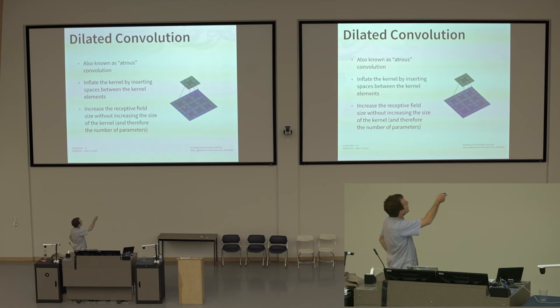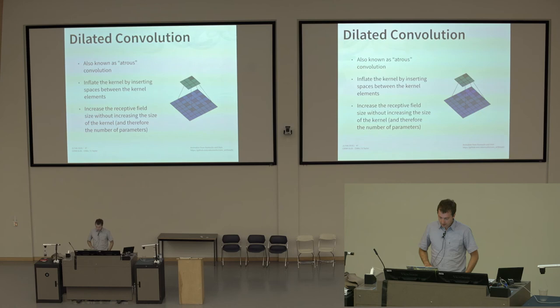You can see here, by dilating, we've increased the receptive field for any of these units. It's actually looking at a five by five window for each element in the output. Most famously, this was exploited in a network that did convolution on audio signals, something called WaveNet. They made heavy use of this dilated convolution.